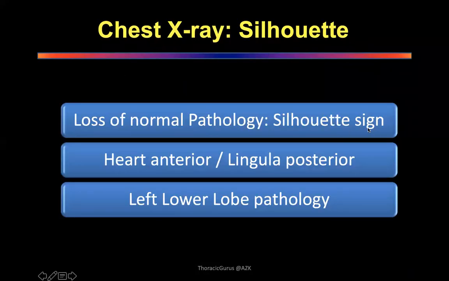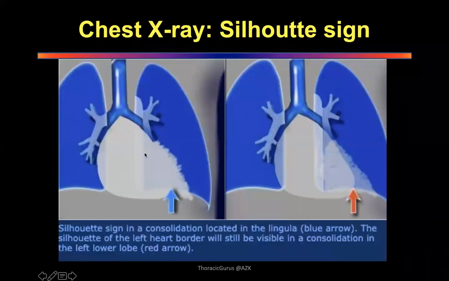So what about a silhouette sign? Everybody talks about a silhouette sign. Well, it's a loss of normal silhouette. And the one area where you see a silhouette sign is either in the lingula on the left side or left lower lobe pathology. Okay? Because the heart is lying in the front. This thing is going behind the heart and it casts a faint shadow, a silhouette. And if you're not looking for it, you will not pick it up. So a silhouette sign is a very good idea. So this is your lung, this is your heart, and anything in this area will be missed. And this is the lingula of the upper lobe, and this is the left lower lobe. Okay? The blue is lingula and the other is the left lower lobe.